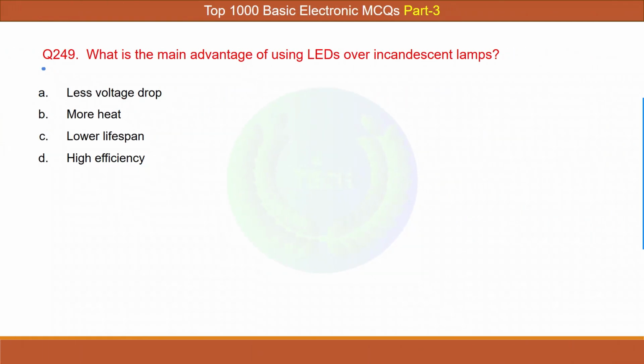Next question, question number 249. What is the main advantage of using LEDs over incandescent lamps? Option A, less voltage drop, B, more heat, C, lower lifespan, D, high efficiency. The answer is option D, high efficiency.